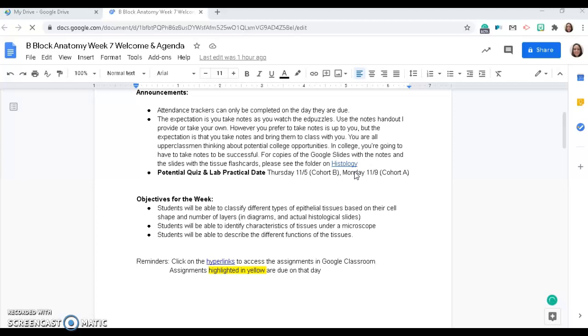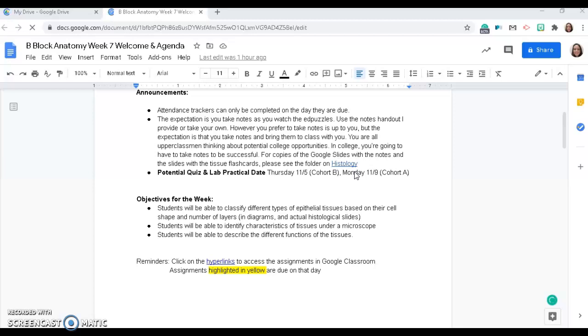The quarter ends on November 13th. And so I am thinking quiz in class for 5th and Monday, November 9th. They will be on the first, which is epithelial tissues. Study guides and links to the flashcards are posted below in the agenda.